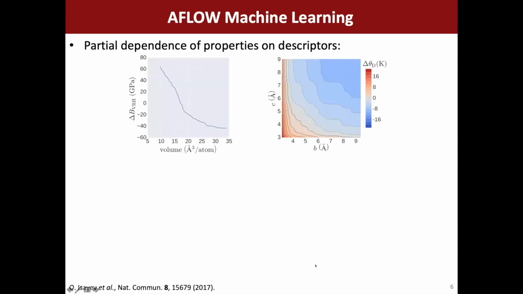So then to look a bit about, so there's a few things once you have these models you can do, just try and see where the predictions are coming from. So you can look at what's called the partial dependence of the properties on these descriptors, on these fundamental properties of the material. So here on the left, we have the bulk modulus.